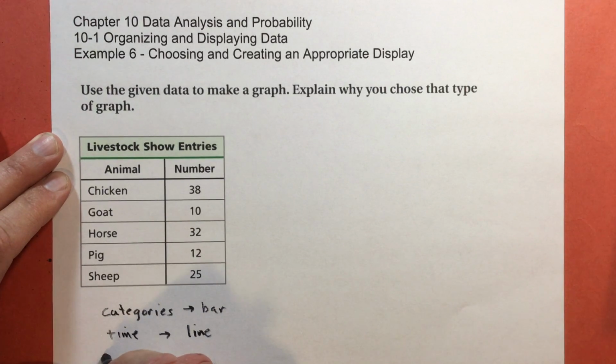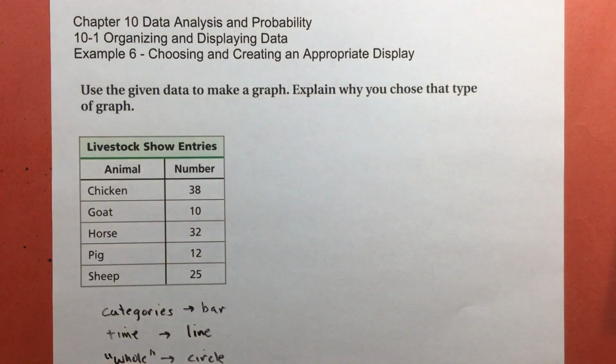And if I have parts of a whole, then I'm going to use a circle graph. So let's look at this data and try to figure out which would be best for us. So we have livestock show entries. We have 38 chickens put into this county fair for the show, 10 goats, 32 horses, 12 pigs, and 25 sheep.